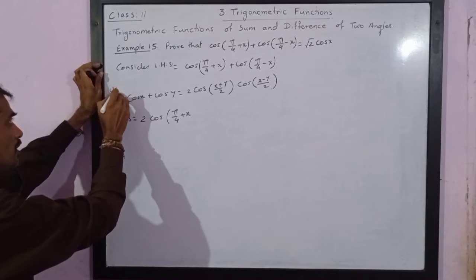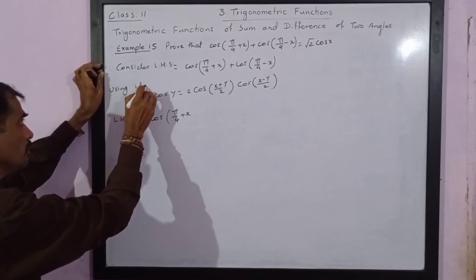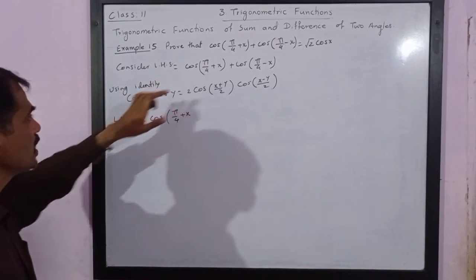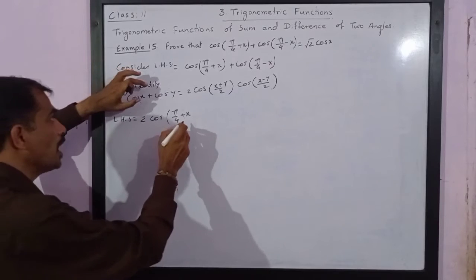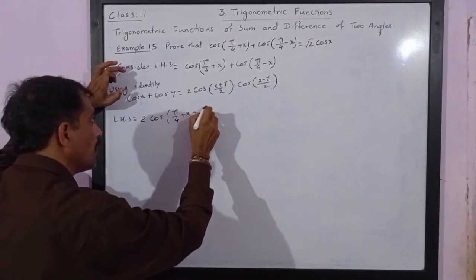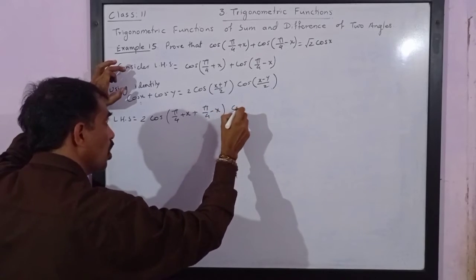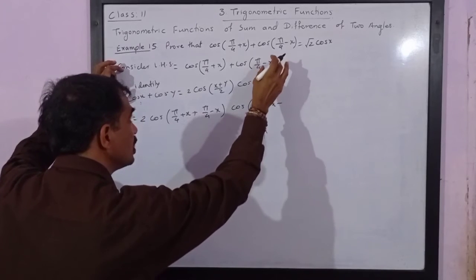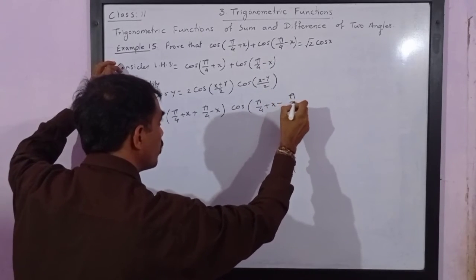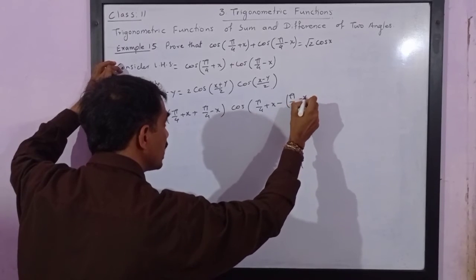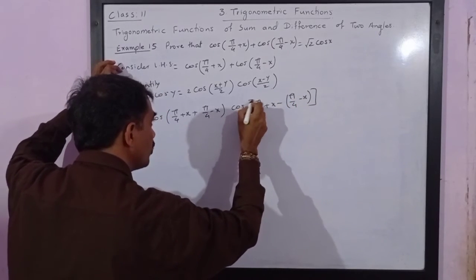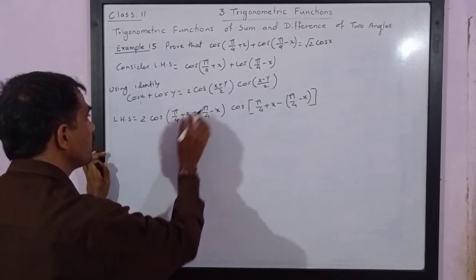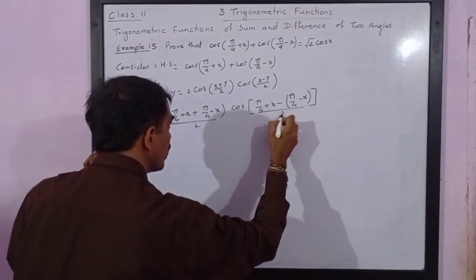Using identity, you please write this. We are going to use this identity. Don't get confused with the problem's x and the identity's x. So this becomes pi upon 4 plus x plus y, y is pi upon 4 minus x, into cos of x is pi upon 4 plus x minus y is pi upon 4 minus x. See, this minus sign, don't get confused, is for the total. So this is x plus y upon 2 and this is x minus y upon 2.